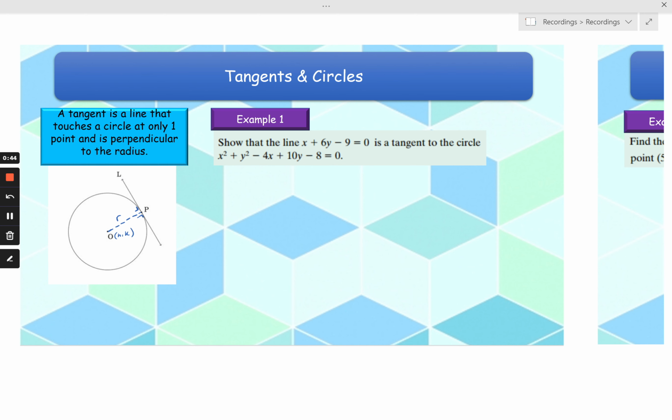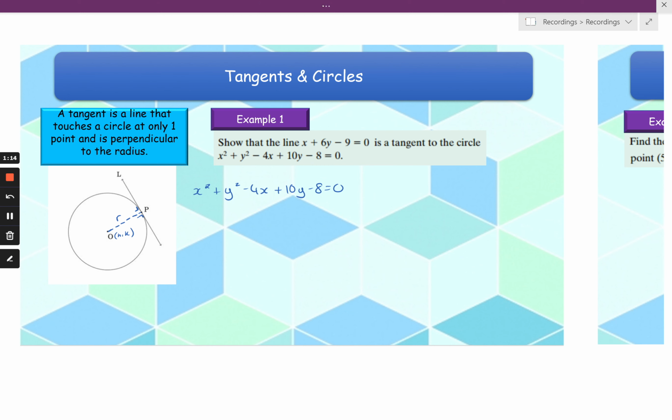as we look at solving problems involving tangents. So in example 1 here, it says show that the line x plus 6y minus 9 equals 0 is a tangent to the circle x squared plus y squared minus 4x plus 10y minus 8 equals 0. Well, the first thing I would see here is I need to find the centre and the radius of this circle. So I'm going to write out the formula they've given me. x squared plus y squared minus 4x plus 10y minus 8 is equal to 0.